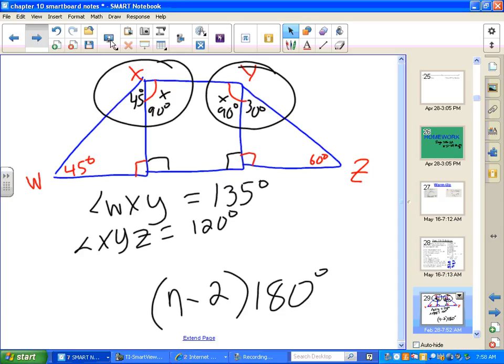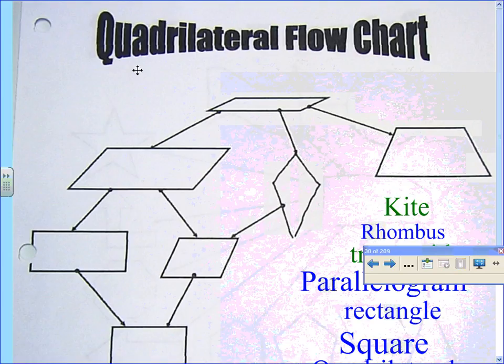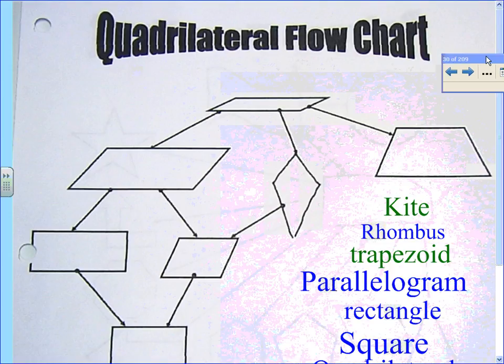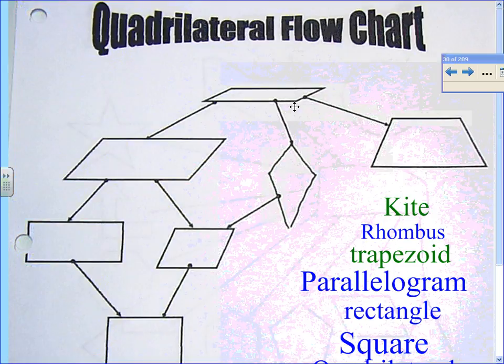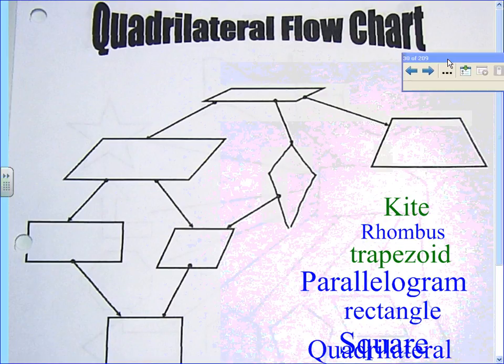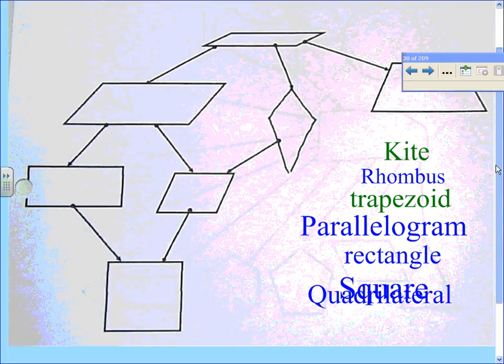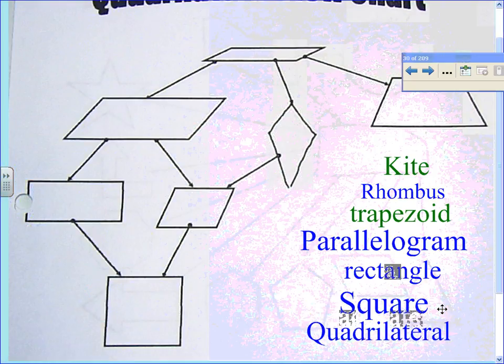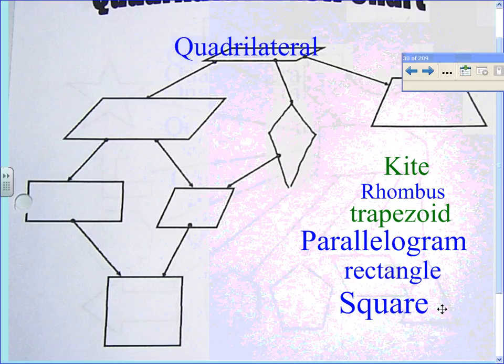Okay. All right, so who can tell me what goes up here? Let's start here. Annalise? Wait, where? Right here. At the very, very top. What goes at the very, very top? Charles? Yep. Quadrilateral. These are all types of quadrilaterals. So that's the very, very top, because everything here is going to have 4 sides.